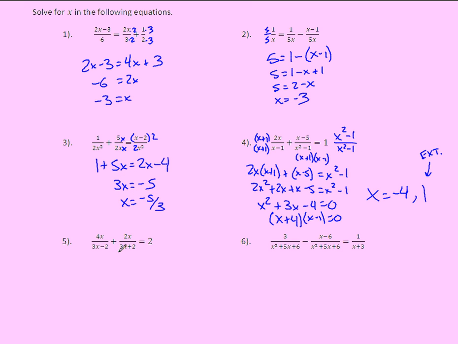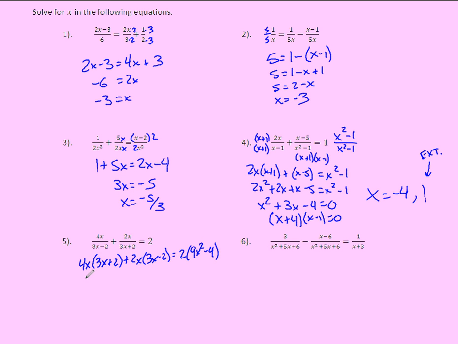Alright, for number 5, these are 2 factors. I need to multiply 4x times this other denominator, 3x plus 2. Then to multiply 2x by the first denominator, 3x minus 2. And then my top part will be, well, I need to multiply 2 by both of those, 3x minus 2 and 3x plus 2. That's 9x squared minus 4.